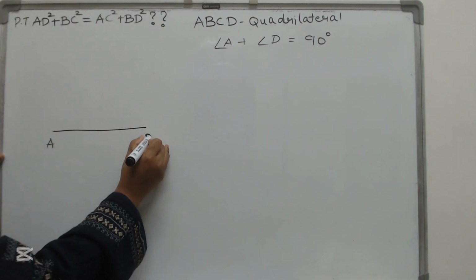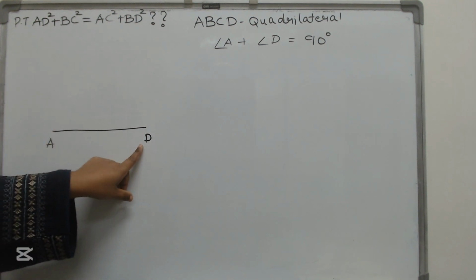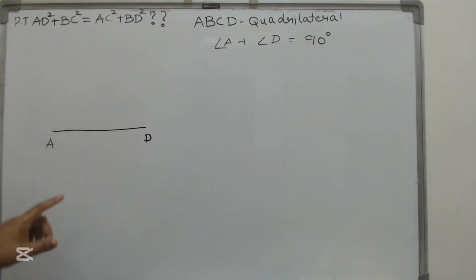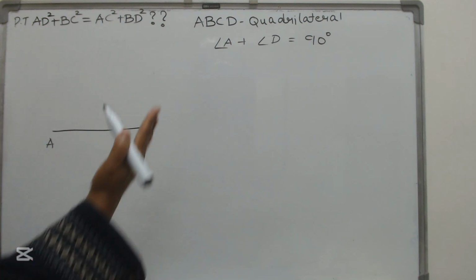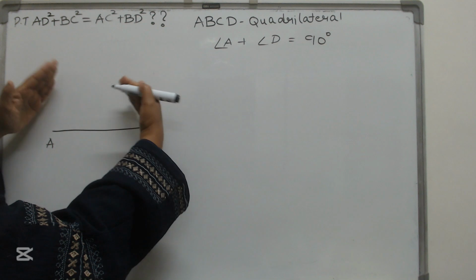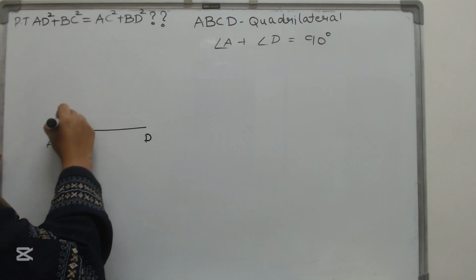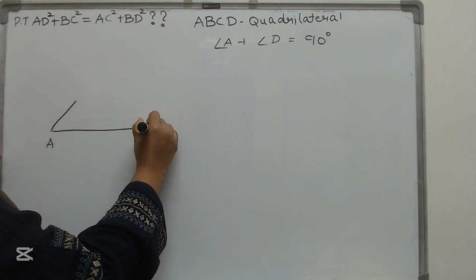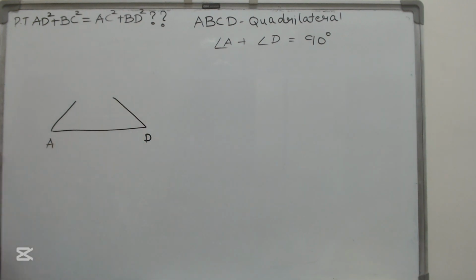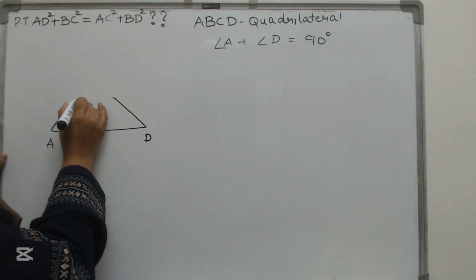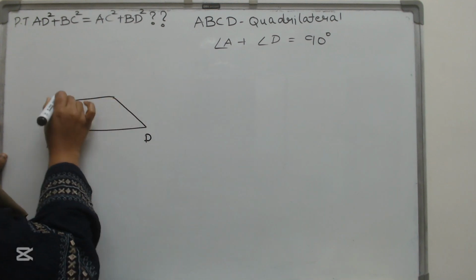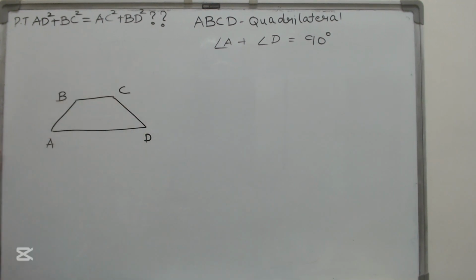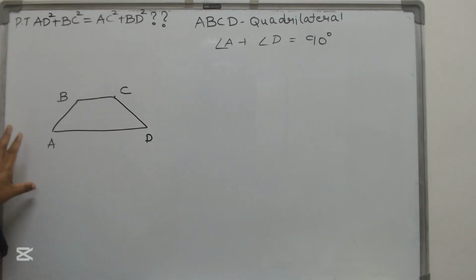Here, suppose you take A and D, their sum is 90 degrees, which means each one of them individually will be less than 90, or in other words, the sides will cave inward because each one of them will be less than 90. So your quadrilateral is going to look like this. So this is how your quadrilateral will look.